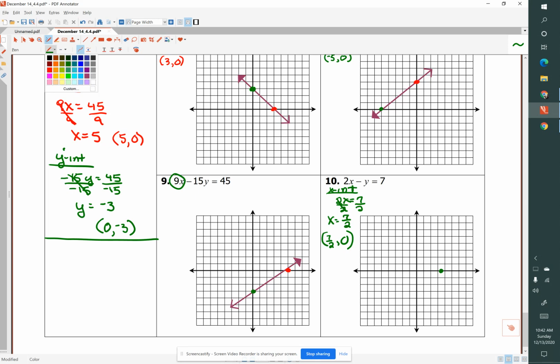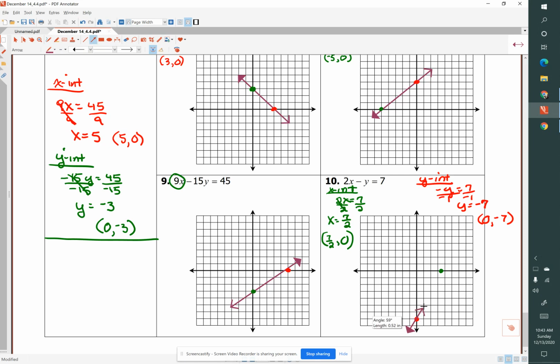Now let's work on the y-intercept. Which would, if we set x equal to 0, we would have negative y equals 7, and we divide both sides by negative 1. y equals negative 7, so our y-intercept is 0, negative 7. So 1, 2, 3, 4, 5, 6, 7. There's our y-intercept. And let's go ahead and graph that as neatly as we can.